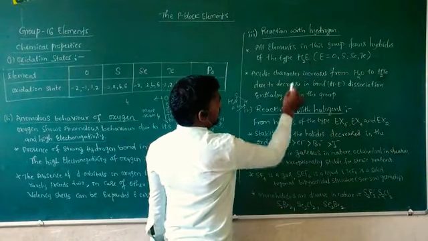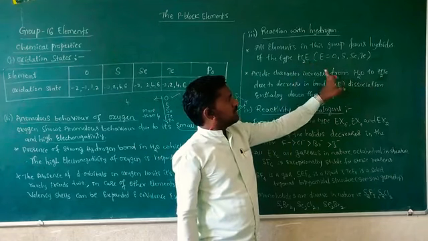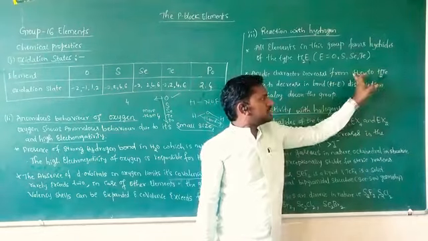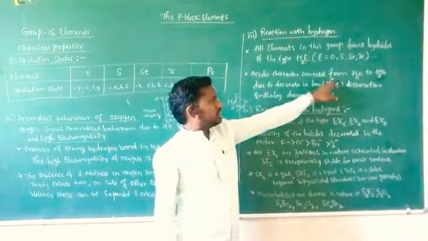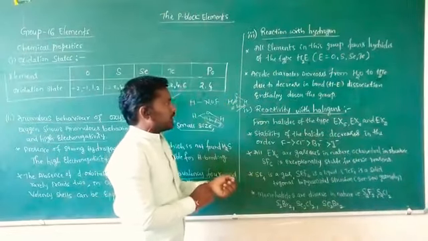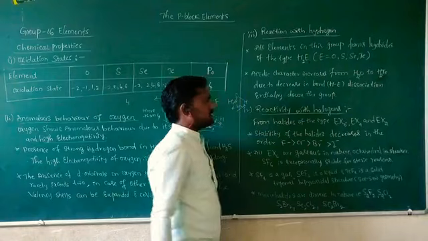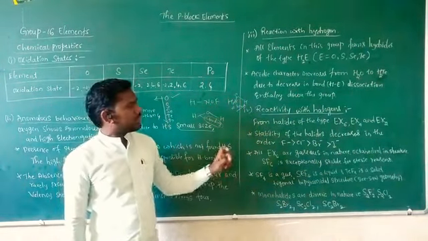The acidic character increases from H2O to H2Te, oxygen to tellurium. Acidic character increases. Why does it increase? Due to the decrease in bond dissociation enthalpy as we go down the group.